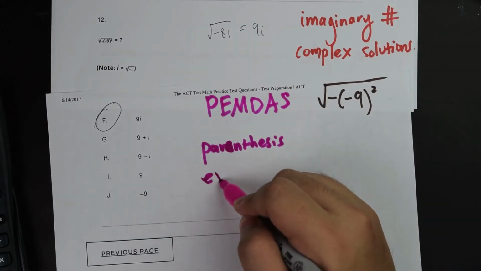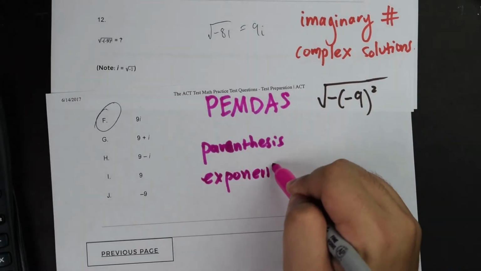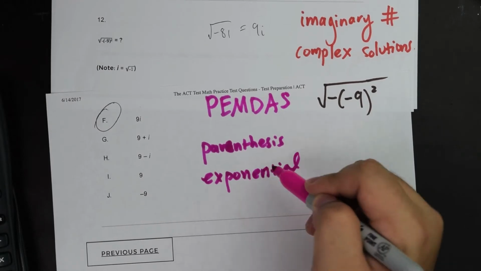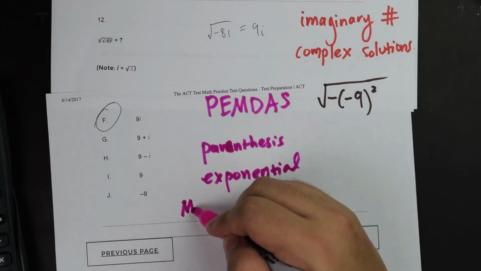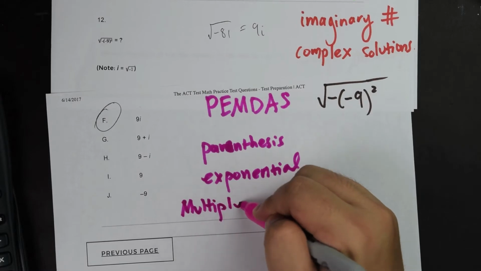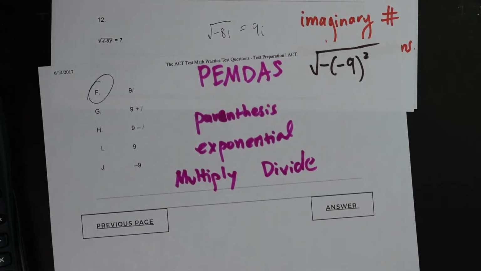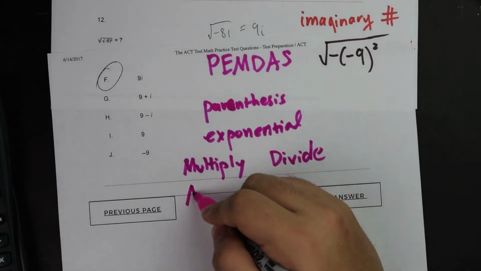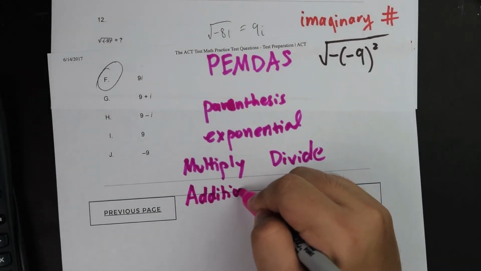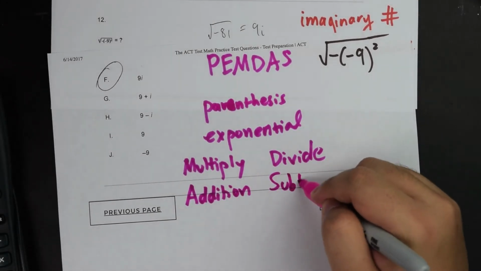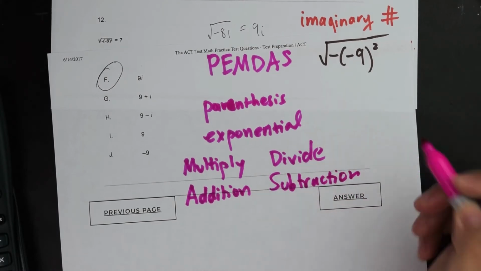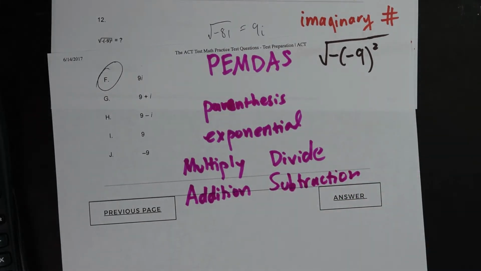then exponents, then multiplication or division. Multiply, divide, and duly note I'm putting them next to each other because they have equal priority. And then addition, subtraction. And so when I'm using PEMDAS rules for this question, I don't need to worry about addition or subtraction because there's none of that going on.